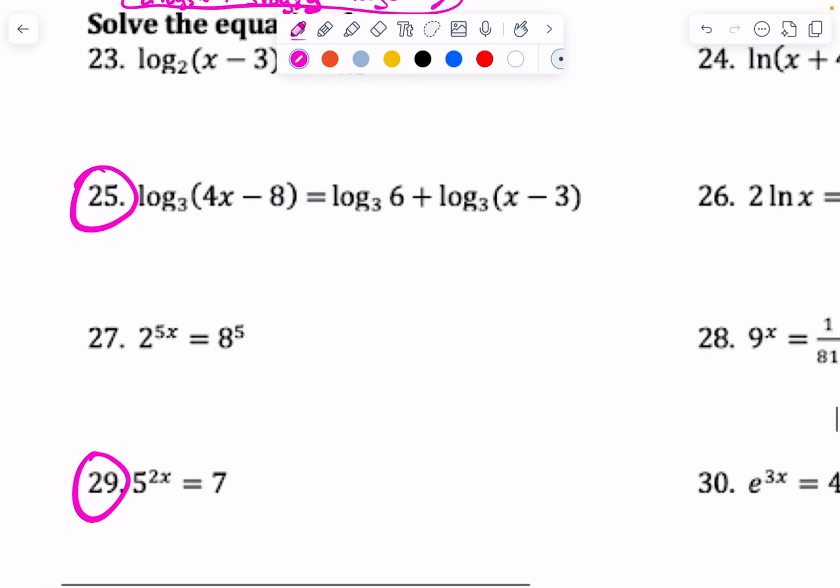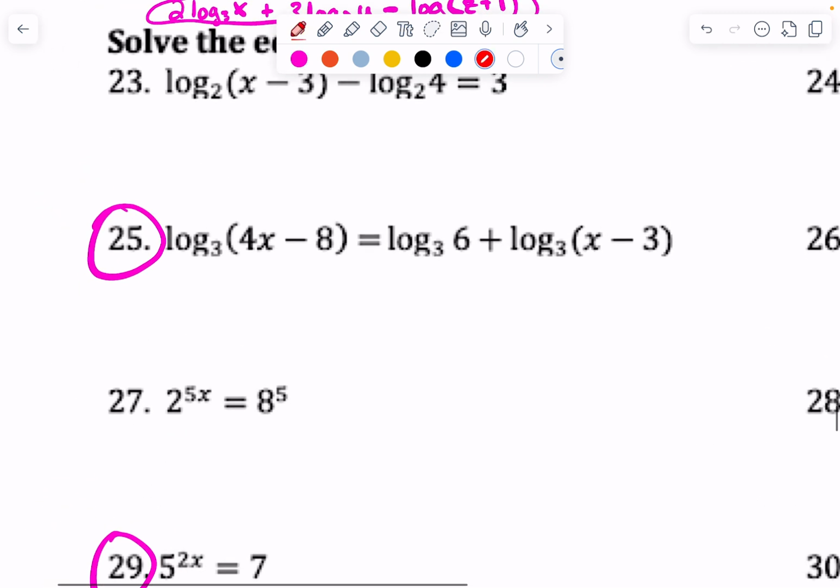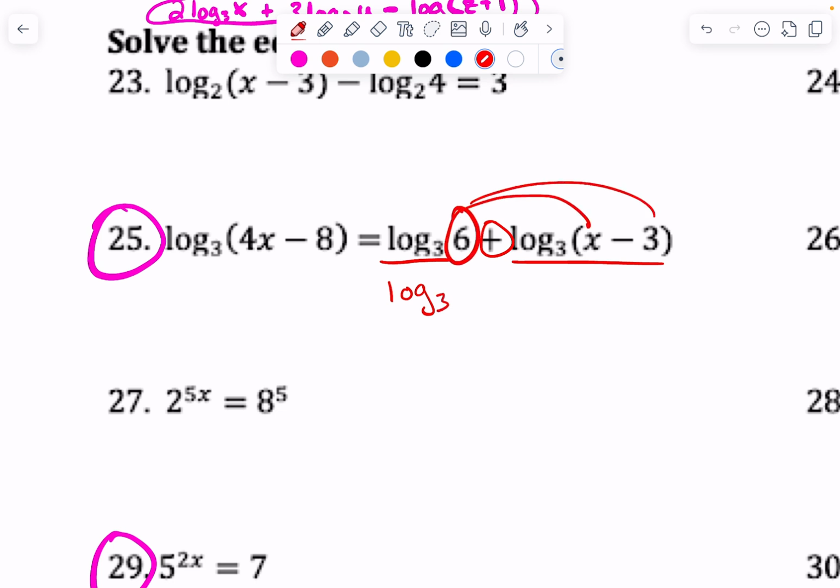Okay, so 25. I want to cancel logs, but I cannot do that directly because here's my equal sign and I can only cancel one log for one log. So I have to find a way to combine these two together. Plus means multiply, so I'm going to combine those logs together, and that's log base 3 of 6 times these, distributing it through, so it is 6x minus 18. I just multiplied. Equals log base 3 of 4x minus 8.